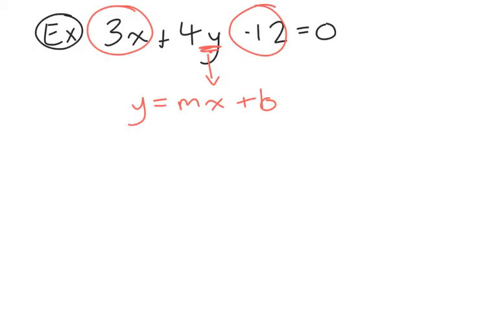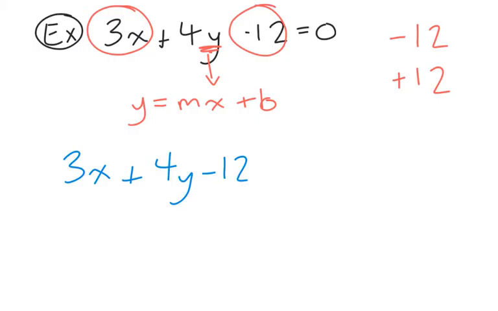So you have to ask yourself, what is the opposite of negative 12? Well, the opposite is positive 12, which is the same thing as plus 12. So I'm going to add 12 to both sides of my equation. So that gives me 3x plus 4y minus 12 plus 12 equals 0 plus 12. And I'm going to underline what I've done to both sides of the equation.